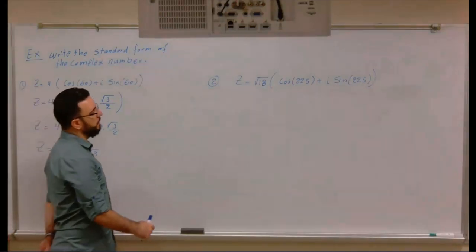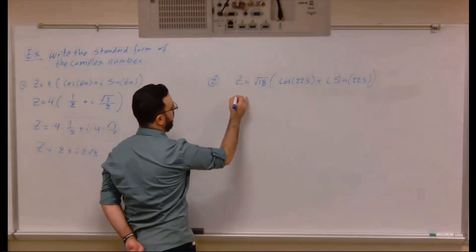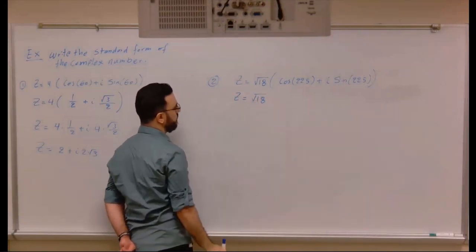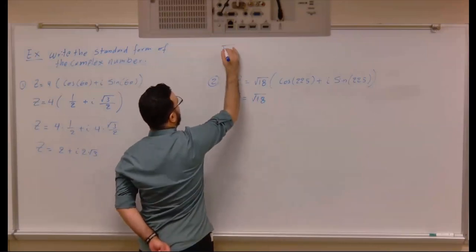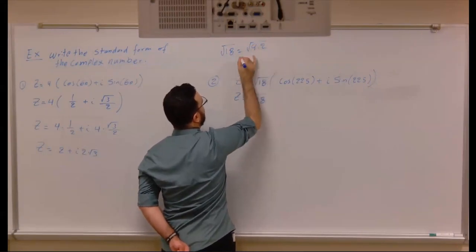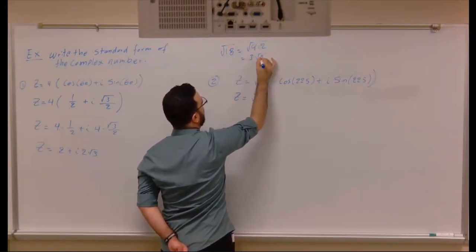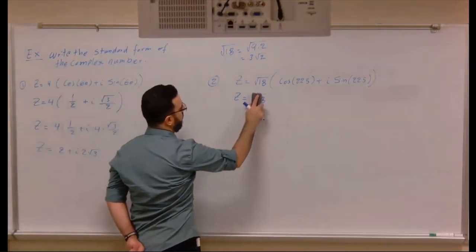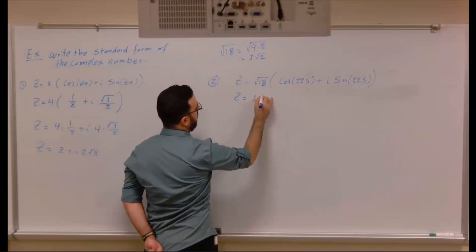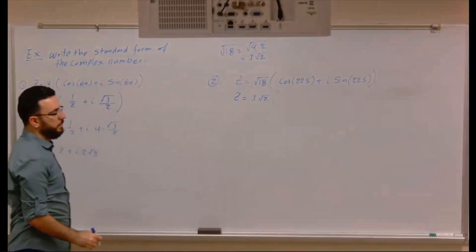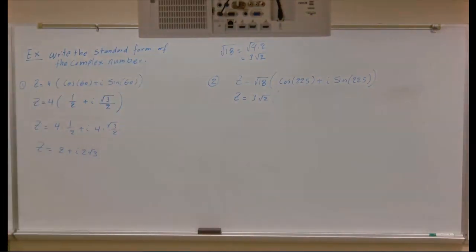Can we do the same thing here? Z equals square root of 18. Square root of 18 is square root of 9 times 2. That means it's 3 square root of 2. Let's write down here 3 square root of 2 cosine 225. How much is that going to be?